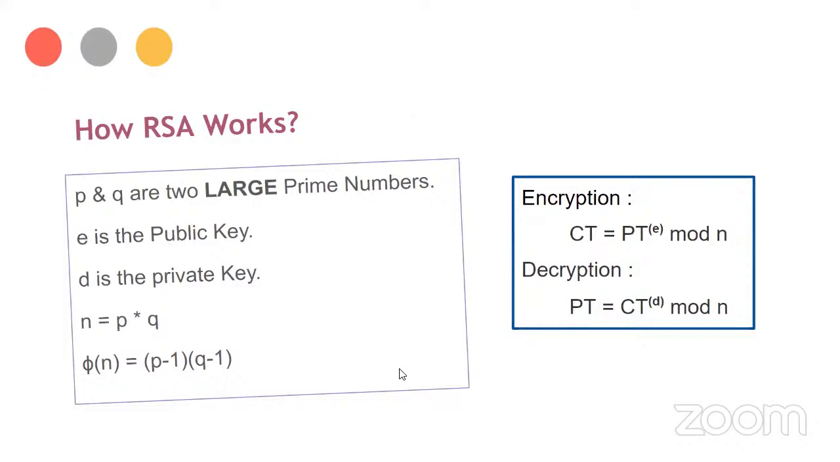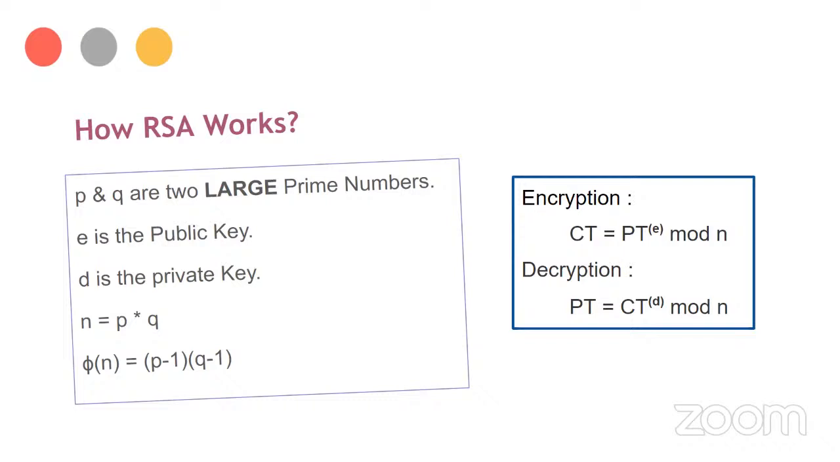So how does RSA work? It involves two very large prime numbers, P and Q. E is the public key, and D is the private key. Then we take the product of P into Q, which is N. And phi of N is another value, which we compute by taking the product of P minus 1 and Q minus 1. So this is just a description. I'll talk about the encryption and decryption technique.